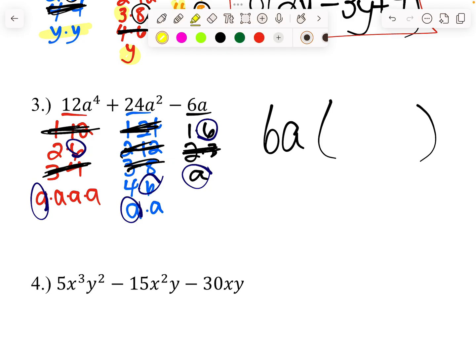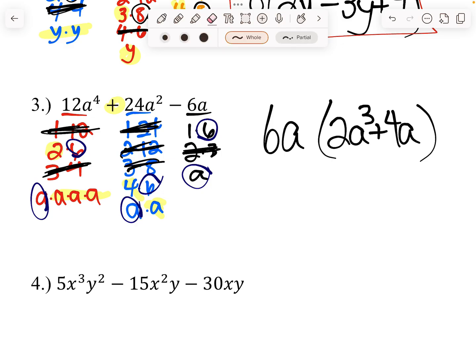So looking at my first list, I have a 2 and 3 A's, so that would be 2a to the third. I have a plus sign, so I'm going to do plus. And then I have 4a. And then I have subtraction. And then the only thing I have is a 1. So we'll do minus 1.